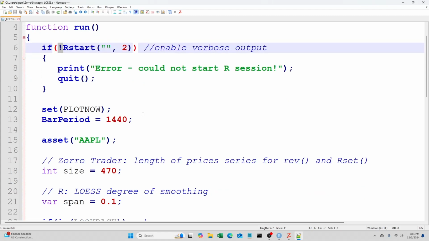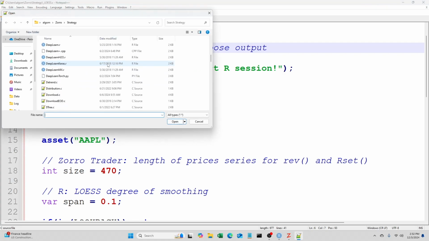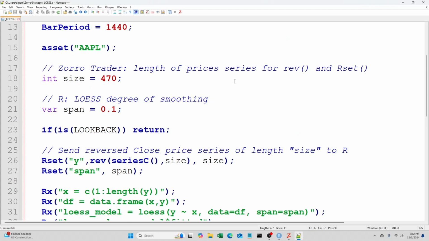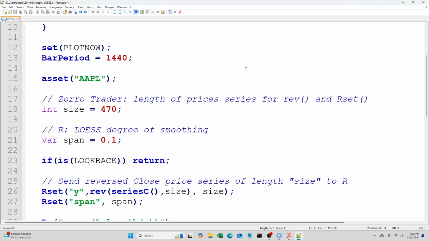And if R didn't start, then print an error: could not start R session. If you didn't configure your R configuration in Zorro.ini, or Zorro fix ini, correctly, then this isn't going to work. But remember, you have the R test script that you can always use to check if R works correctly for you. Anyway, now we have a correct connection between Zorro Trader and R. We're trading daily data, and I'm programmatically selecting my asset as Apple.